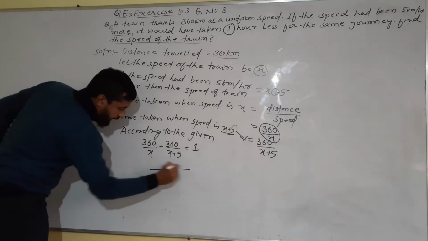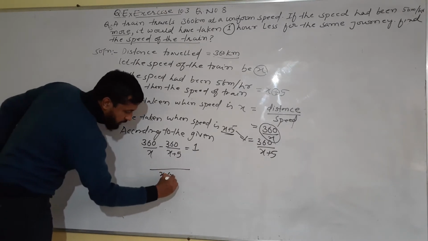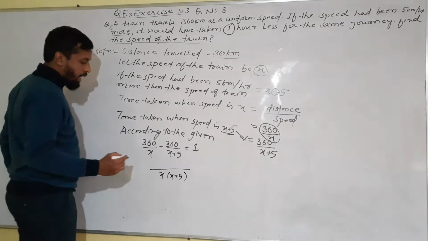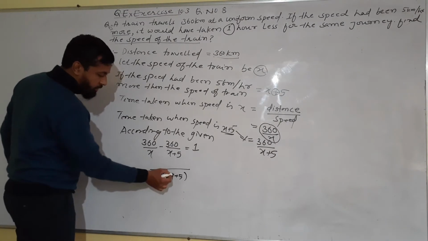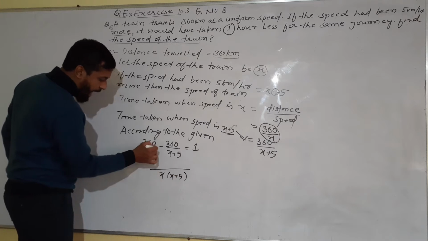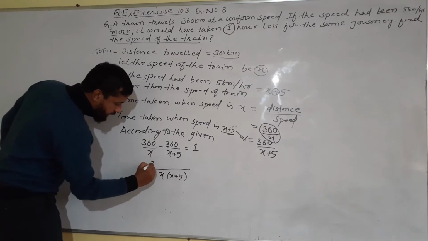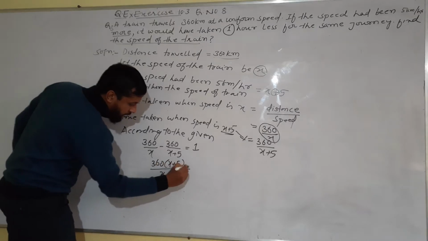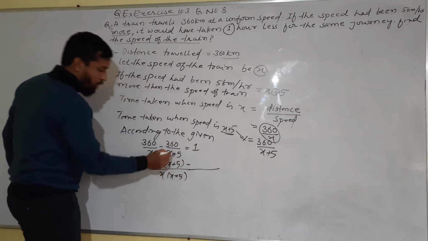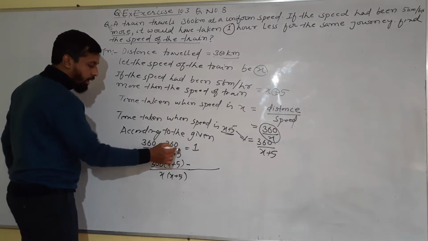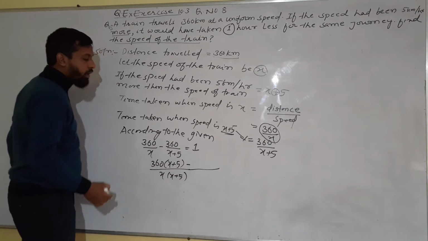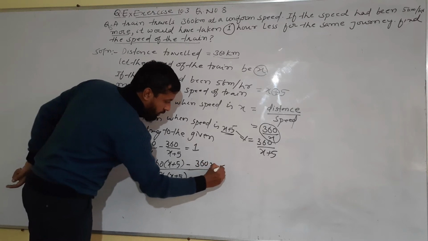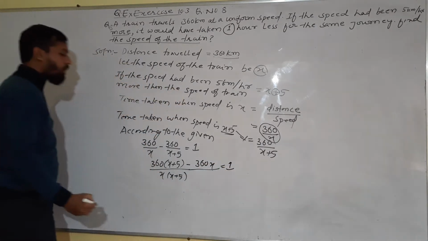Now we can take x into x plus 5 as LCM. If x into x plus 5 is the LCM, if we multiply here, x and x will get cancelled. Remaining is 360 into x plus 5, minus. When you multiply LCM here, x plus 5 and x plus 5 get cancelled. Remaining is 360 into x, which is equal to 1.